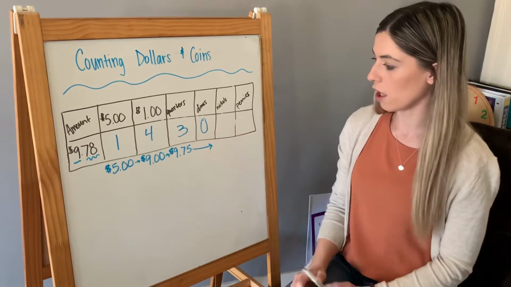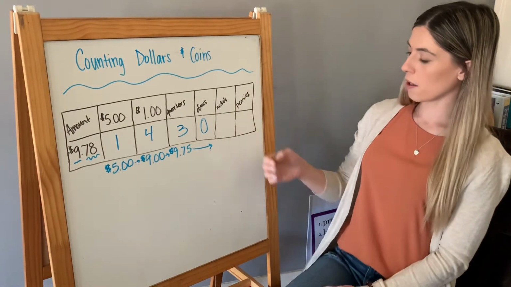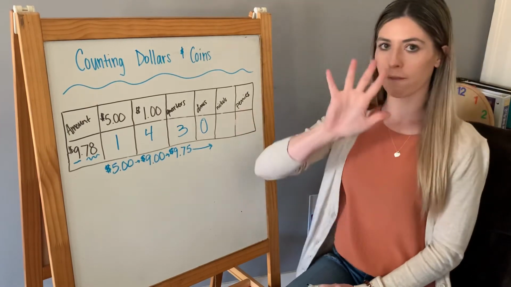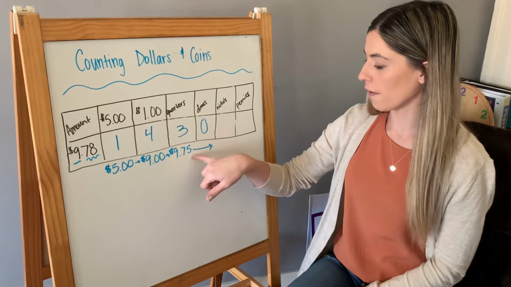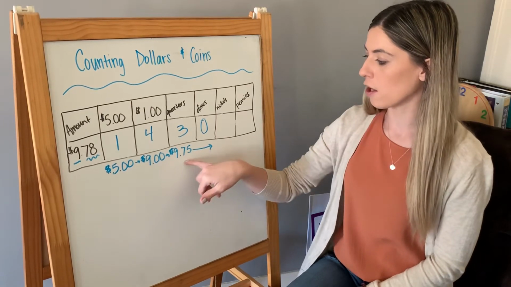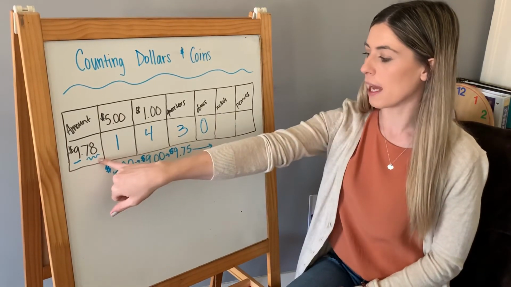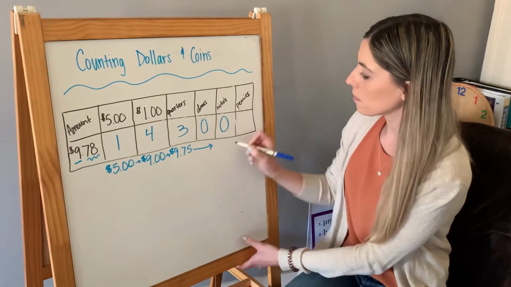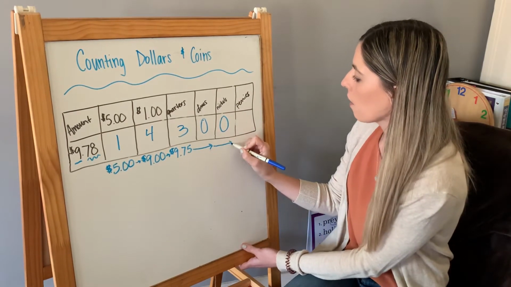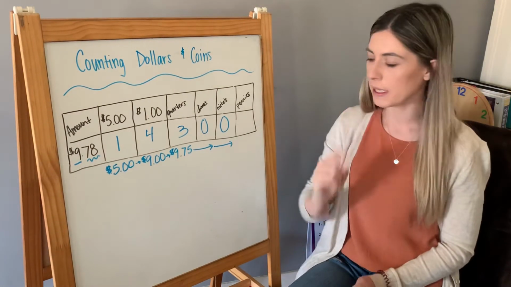I still have $9.75. How many nickels? Nickels are worth 5 cents. So if I add 5 cents to this, $9.75 plus 5 cents would be $9.80. Uh-oh, that's too much also. So I don't want any nickels. So I'm going to keep moving. Now we're on to pennies. Pennies are worth 1 cent.